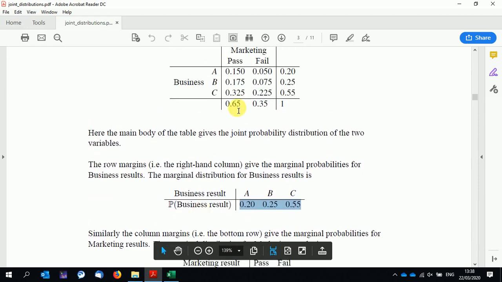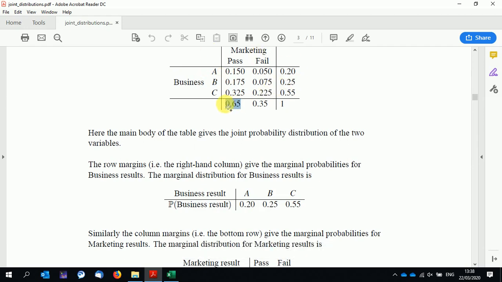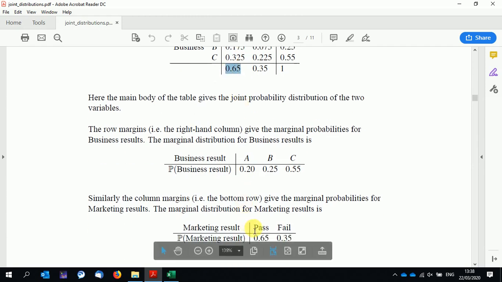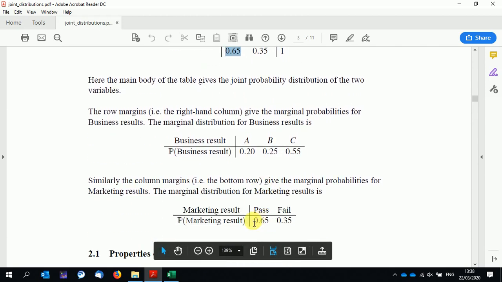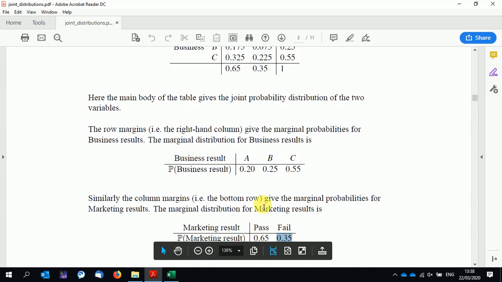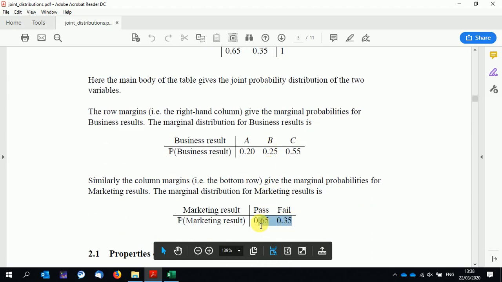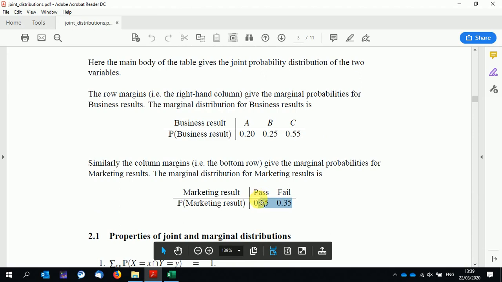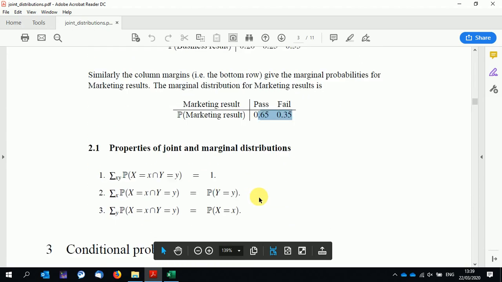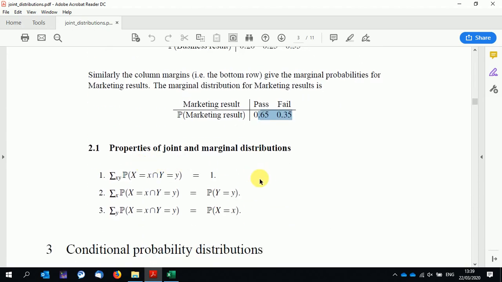Similarly here, I could ask you for the general table, or I can ask you for the marginal probability for marketing pass. Hence, I'm considering marginal probability from pass and fail. There you go. So these would be the 2 values that come here, irrespective of what the student got in business.